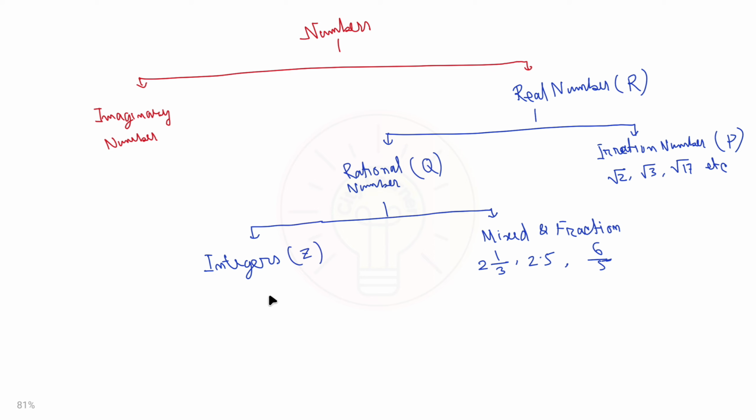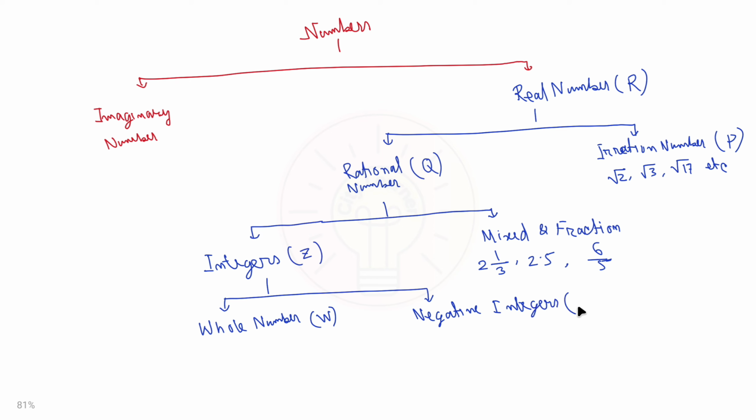These integers are again divided into two. One is whole numbers, which is denoted by capital W. The other one is negative numbers, negative integers. Negative integers means negative numbers, that is -2, -3, -4, etc.